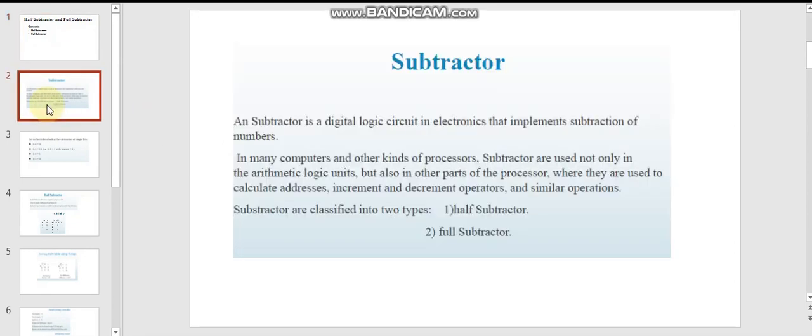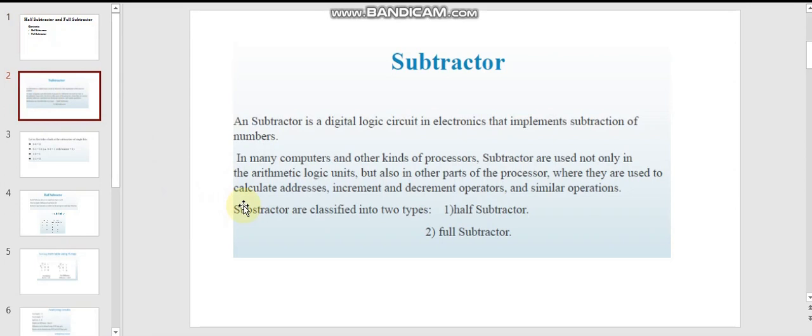So the subtractor is a digital logic circuit. It is used in the computer or in a calculator. In a computer it is used in the arithmetic logic unit and in other processes to calculate the address increment, decrement. So these operations are performed.